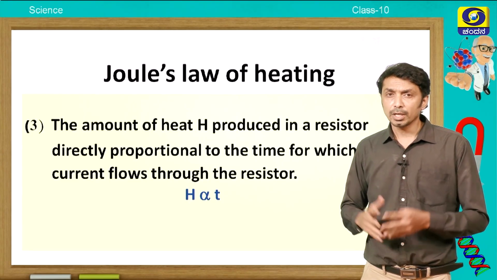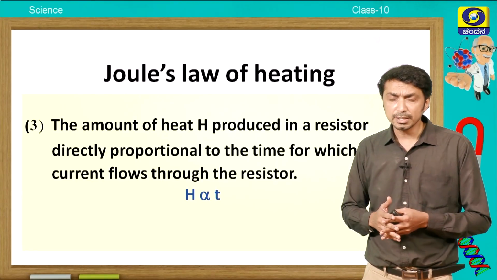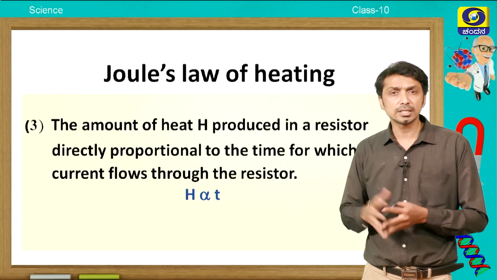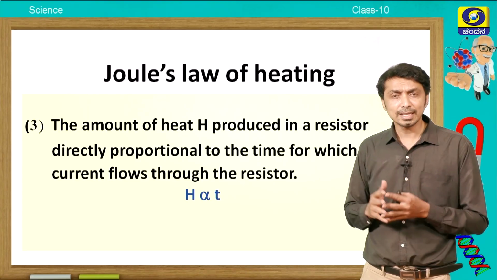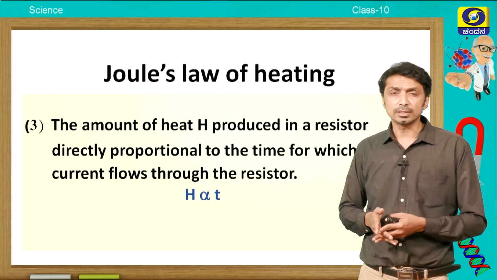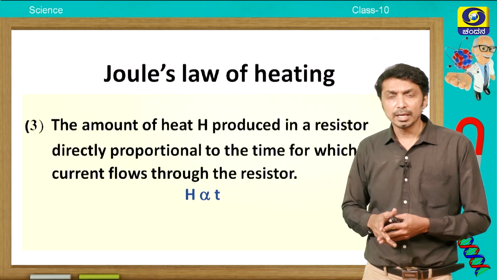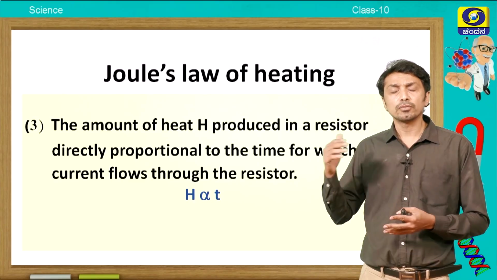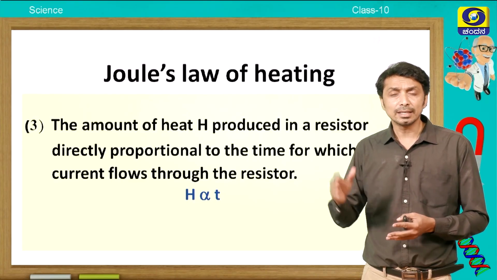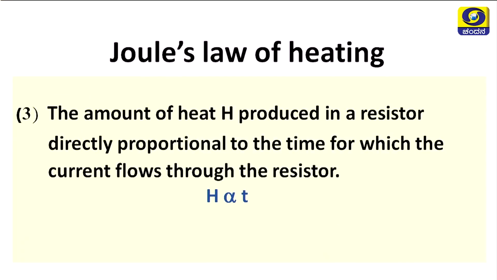That means, if you are using a television for 10 minutes, then the amount of heat energy produced will be lesser than if you use the same television for 1 hour. Or if you switch on the iron box for 1 minute and if you allow it for another 5 minutes, then you will observe that the heat energy is more, because the time for which the electrical current flows through it is more.